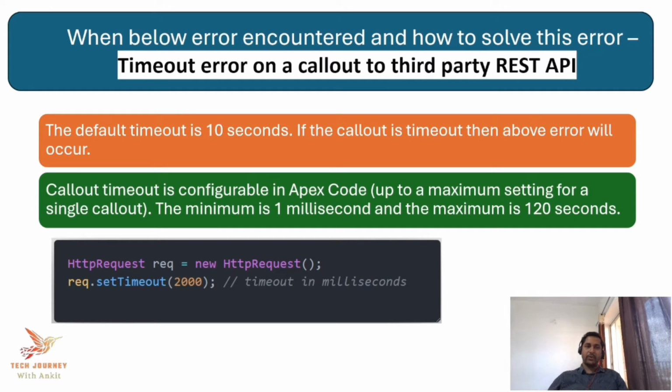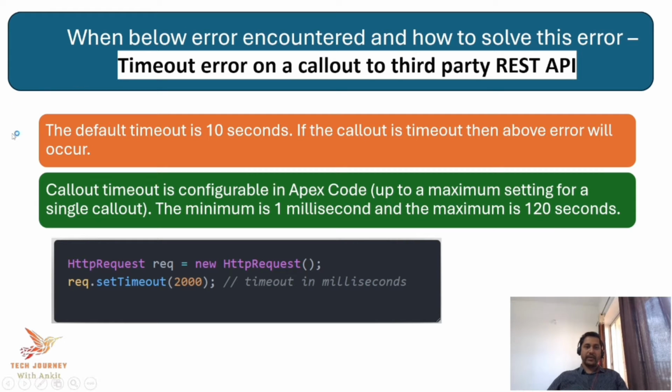So the default timeout, again, is one of the few limits that you have to always remember whenever you are working on integrations. The default timeout is 10 seconds. If the callout takes more than 10 seconds, then it will automatically fail, right? How can you handle that error?